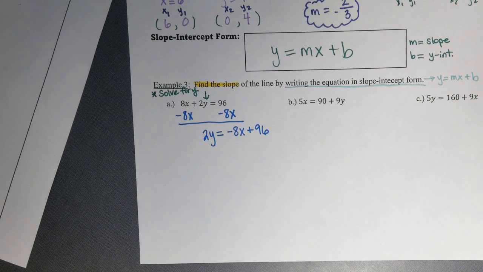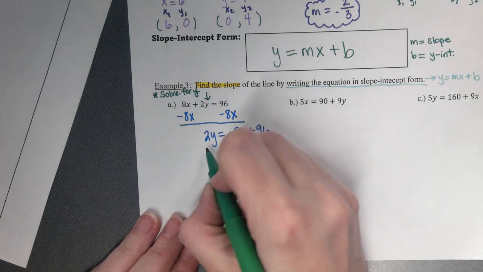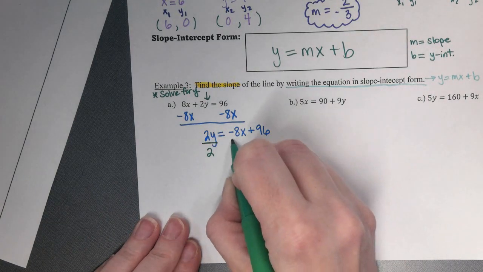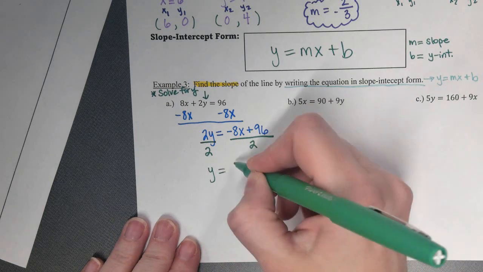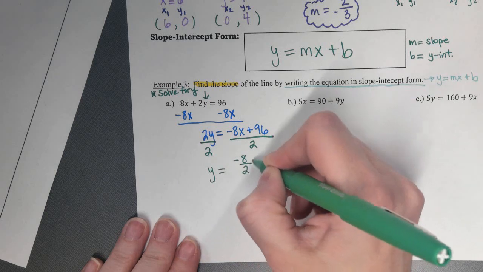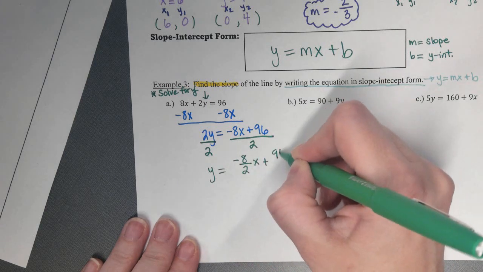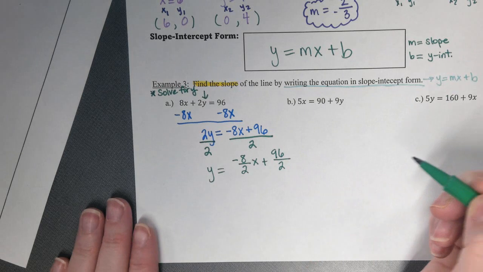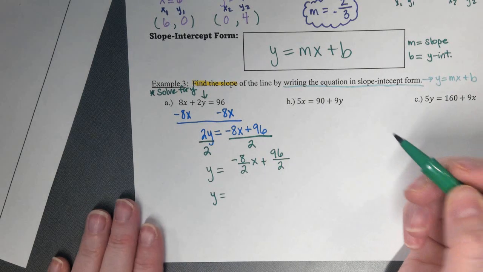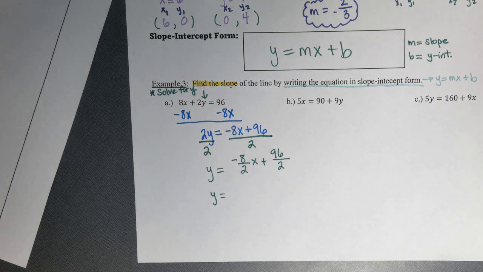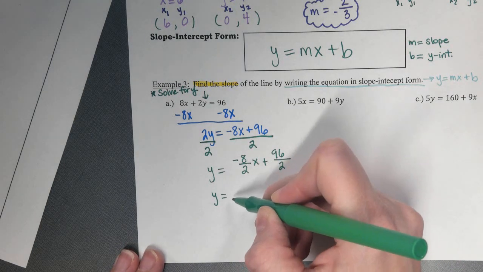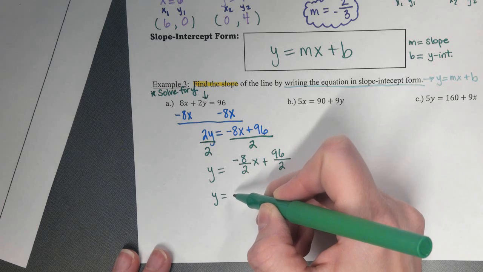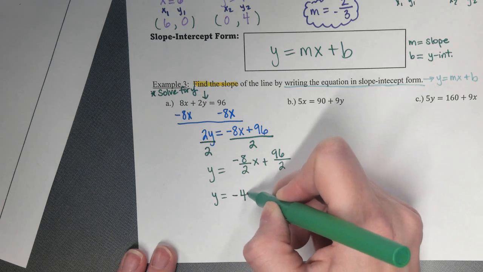Now y is almost alone. What do I have to move over now? I have to move over the 2. When you move over the 2, you divide both sides by 2. On this side, you have to divide the 8 by 2, and you have to divide the 96 by 2. So what you're doing is cutting those in half. What's half of 8? 4. So this is negative 4x.